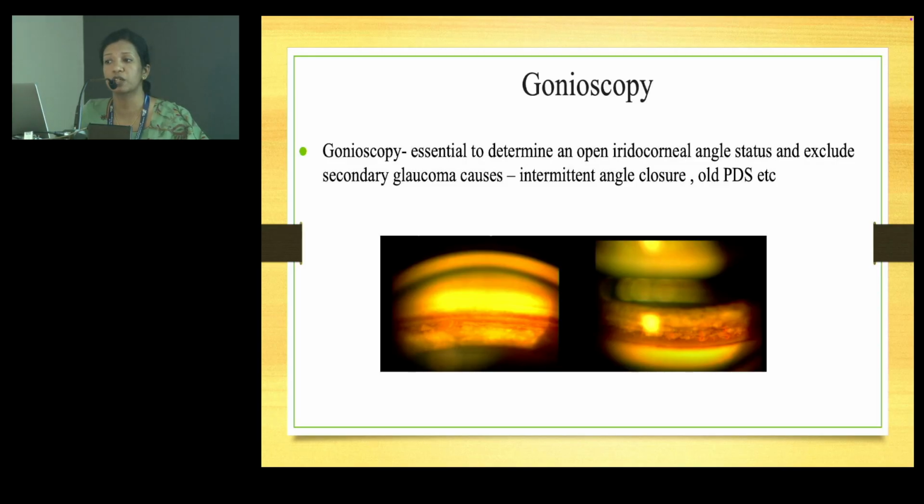Coming to gonioscopy, which is essential in all glaucoma patients, it helps to determine an open iridocorneal angle status and to exclude secondary glaucoma causes. You can find intermittent angle closures, old pigment dispersion syndrome. This figure, the first one, shows increased pigmentation in the superior angle compared to the reduced pigmentation in the inferior angle. That is, there is reversal of pigment dispersion. Usually you have more pigmentation in the inferior angle compared to the superior one. But in a burned out pigment dispersion syndrome, you can find the reversal.